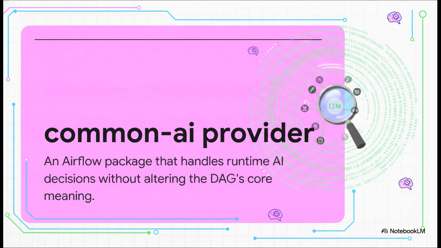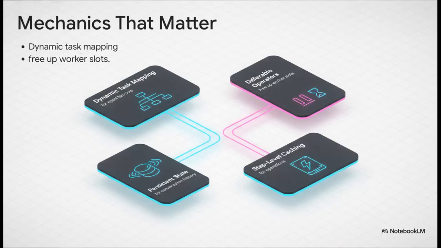This Common AI package keeps the conversation history and those intermediate tool results living right in the same in-process run. It brings toolsets directly into the package. By leveraging this, you get to keep all the rock-solid reliability of your orchestration while empowering the AI to act dynamically within a safe, explicitly defined space. So, what makes this actually work at scale? It comes down to two crucial mechanics: dynamic task mapping for agent fanouts and deferrable operators.